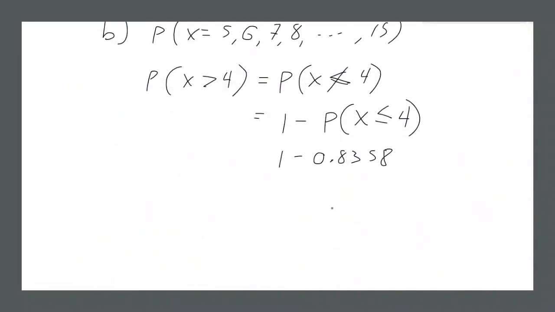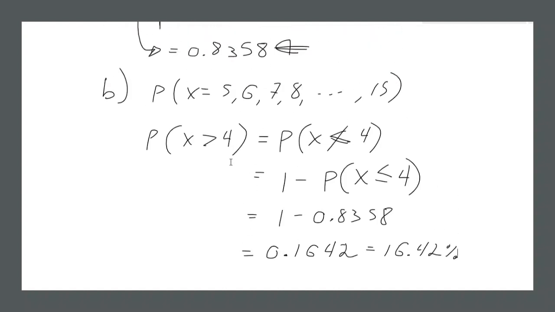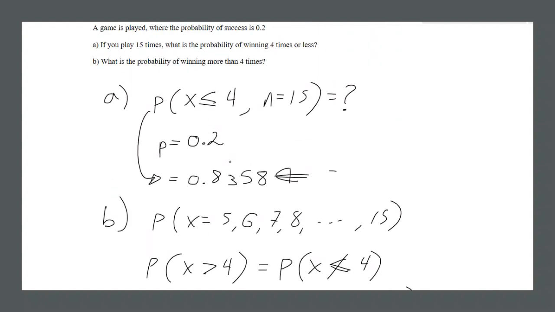Subtracting that from 1 gives us 0.1642, right? 1 minus 0.8358 is 0.1642, or in percent form, 16.42%.